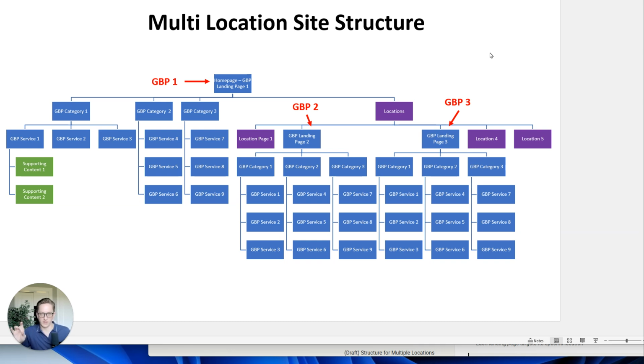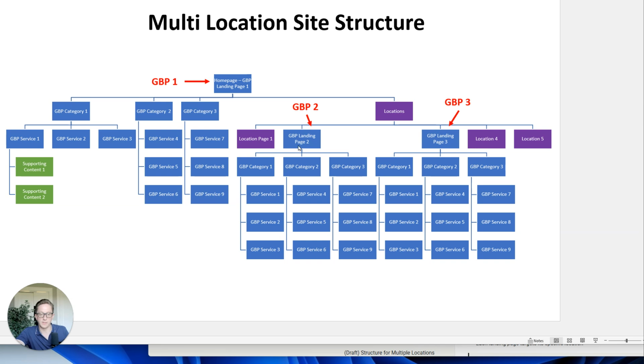So the basic theory with this multi-location site structure, and I know this looks really confusing, is essentially the same thing that we're doing for a single location, except we're treating the GBP landing pages for every additional location as its own homepage. So remember, landing page 1, the primary keyword is going to be primary category city name. The target keyword here is secondary category city name, and this is going to be service city name, etc.